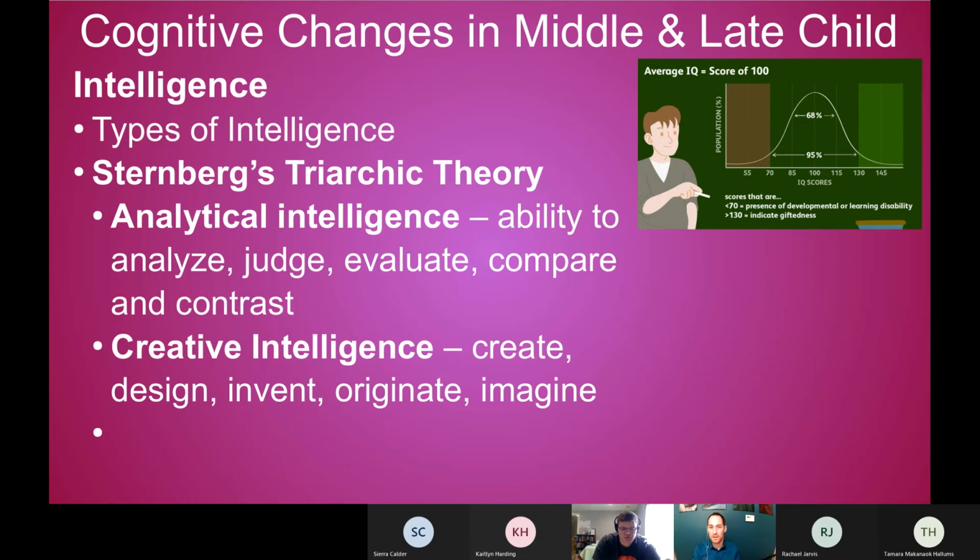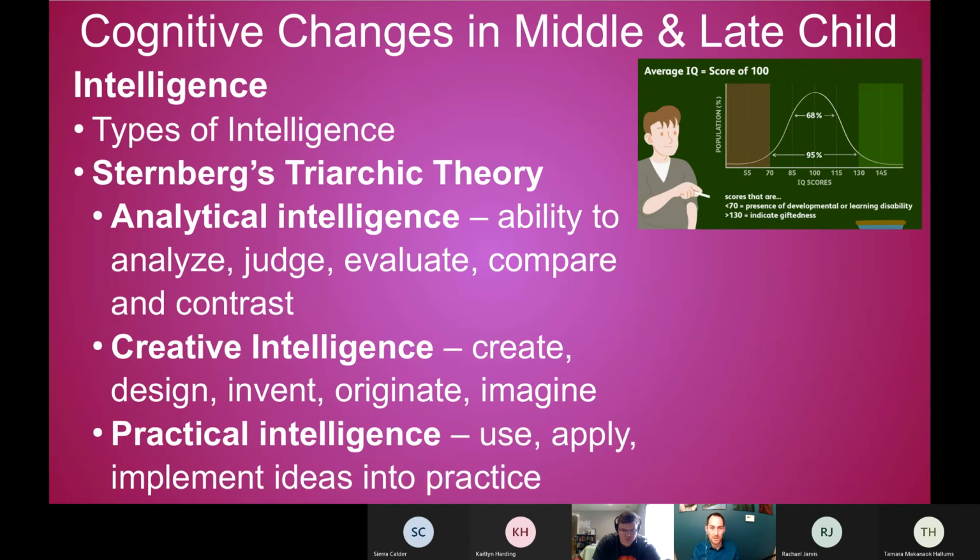Creative intelligence, this goes back to creativity that we just talked about, solving problems in novel ways, being able to invent or design or imagine. And then there was this practical intelligence, which you and I might talk about as common sense. So Sternberg thought that the ability to use and apply and actually use ideas in day-to-day life was practical intelligence.